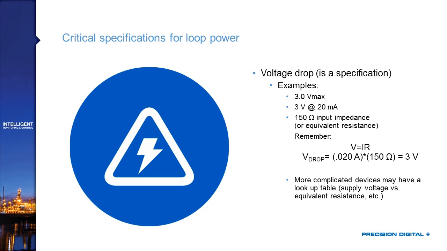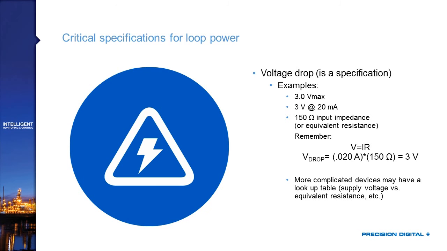current loop. You might see something a little more complicated, like 150 ohm input resistance. Instead of impedance, they may call it equivalent resistance. And in order to calculate that out, you need to know V equals IR, the standard electrical engineering equation. So your voltage drop is going to be equal to the maximum current going through your loop, which is 0.02 amps. And you need to multiply that by your input impedance, the 150 ohms, and that's going to give you, again, 3 volts. So those are three different ways you might see voltage drop defined that all mean the same thing. This device is going to drop 3 volts off of my loop, and I need to account for that when I'm laying out my system.